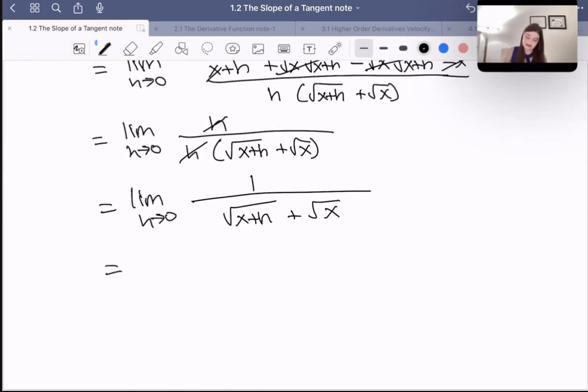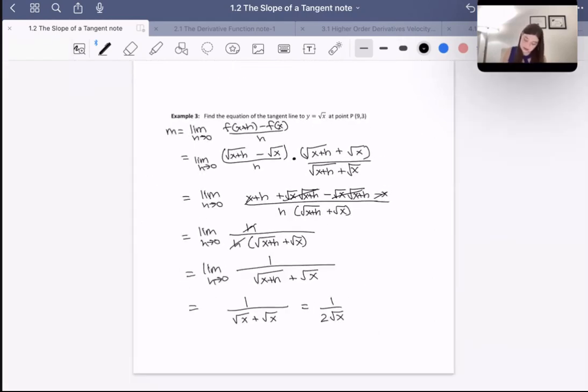Whereas in the previous step, before we canceled that last h out, we would have gotten 0 in our denominator, as it would have been 0 times some other number, which would have been 0. So therefore, we have root x plus root x, which is 1 over 2 root x. And there's our answer.